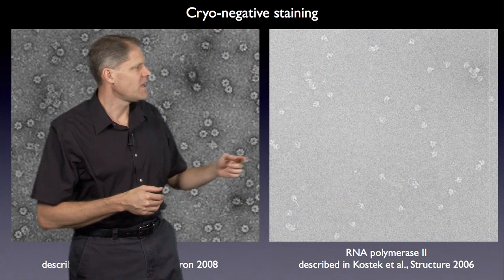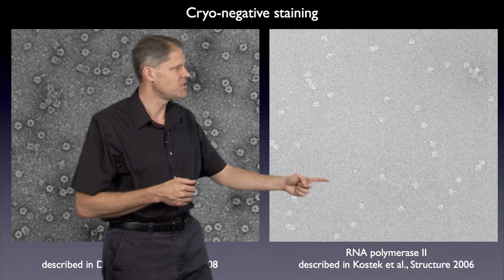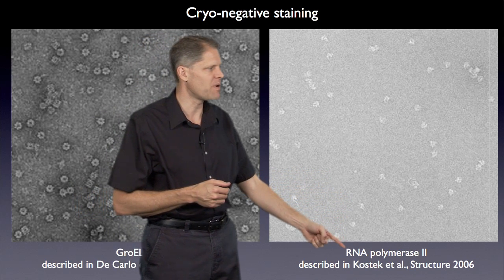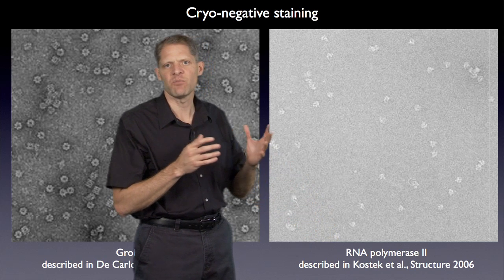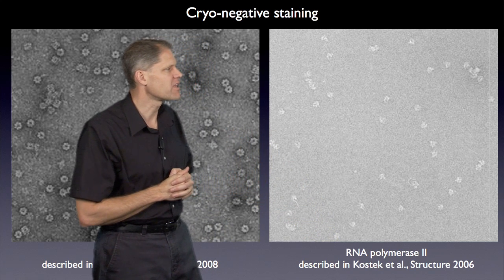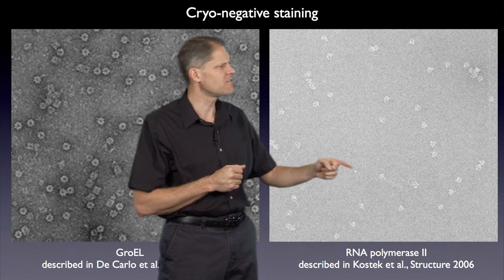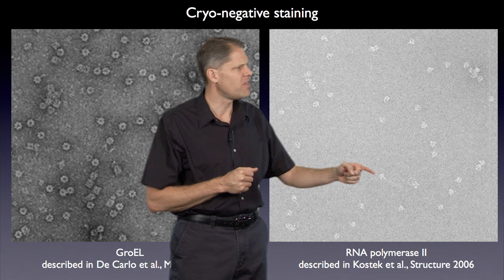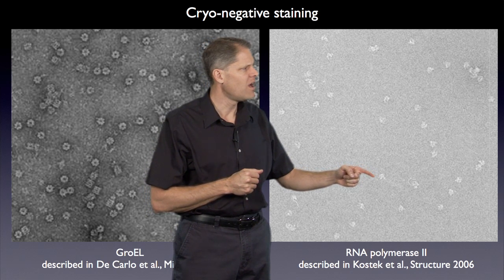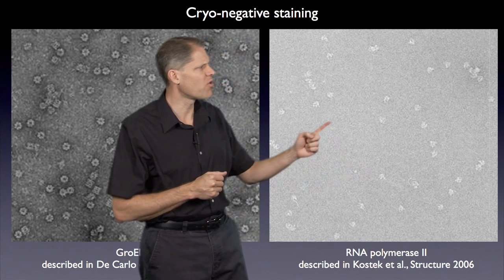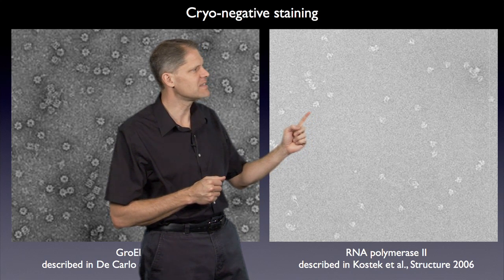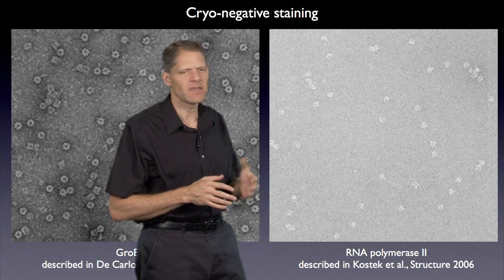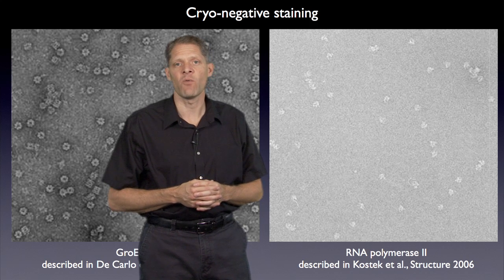For example, here's another example image of a cryonegative staining experiment with RNA polymerase II, which is a highly flexible, dynamic molecular machine. Because of the cryonegative staining, the increased contrast allows one to actually see more clearly the different conformational states that exist in the RNA polymerase and can help characterize particles one by one.